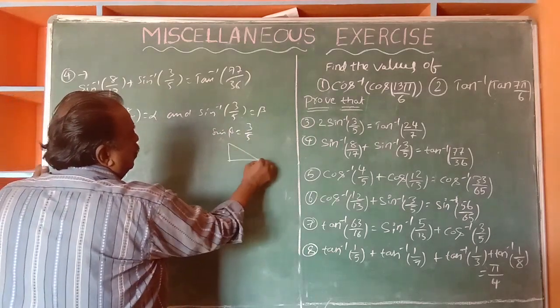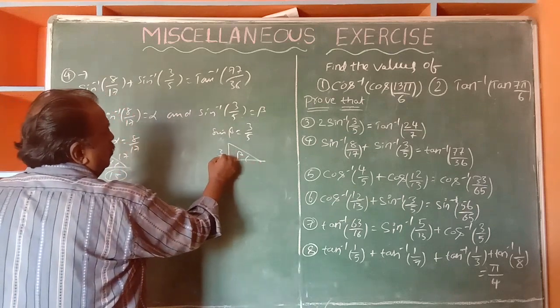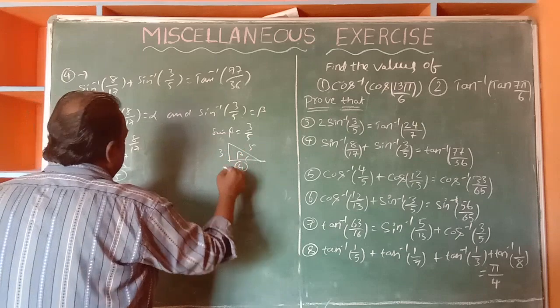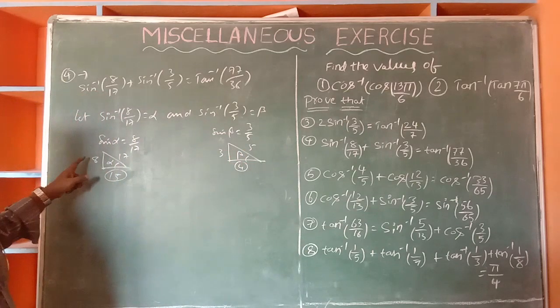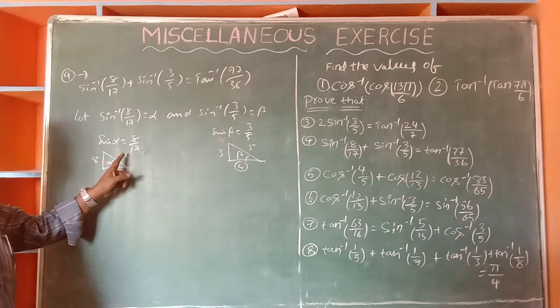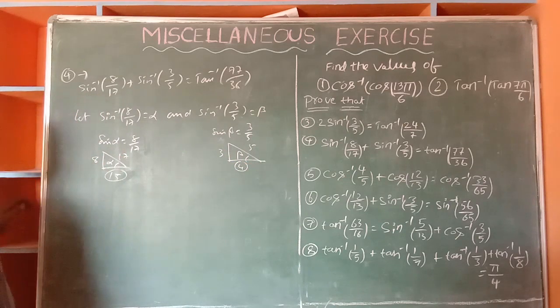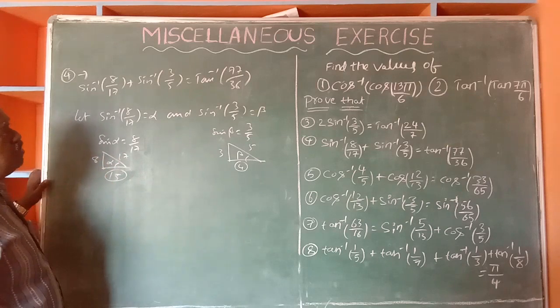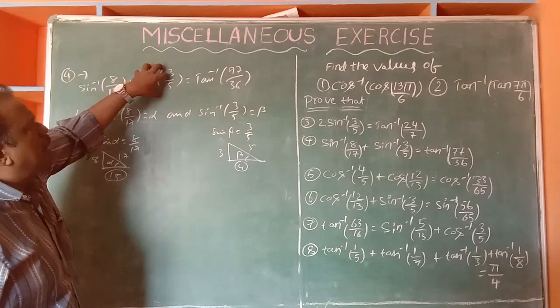Here, by using the Pythagoras theorem, the triangle with sides 3, 5 gives 4. Okay, now 64 plus 225 is 289, Pythagorean numbers. Right. Now, in the problem itself we have this as alpha and this as beta.